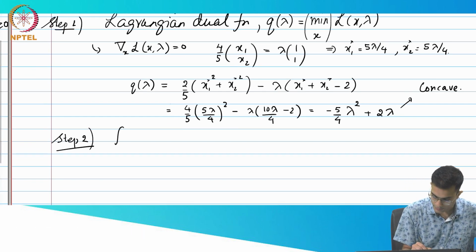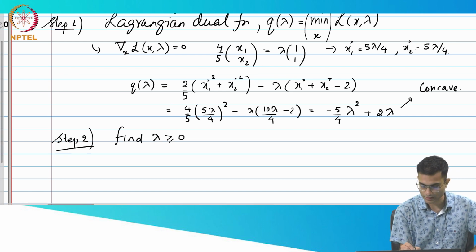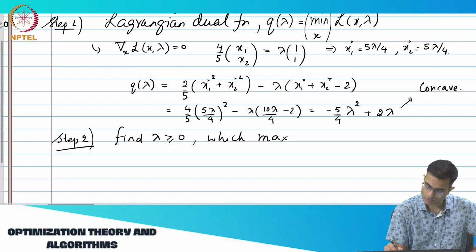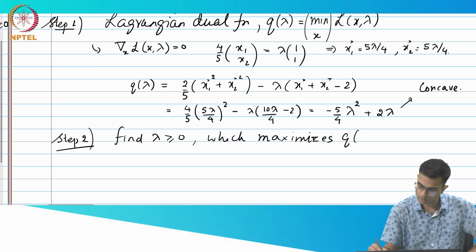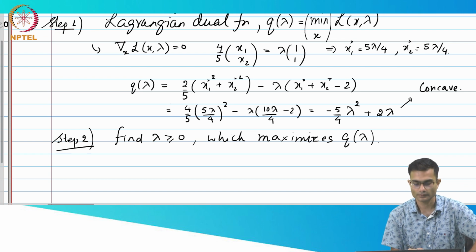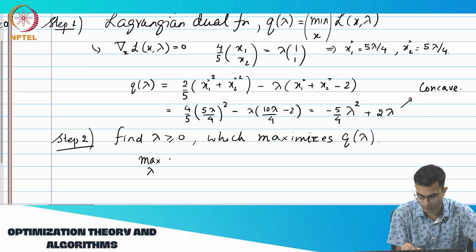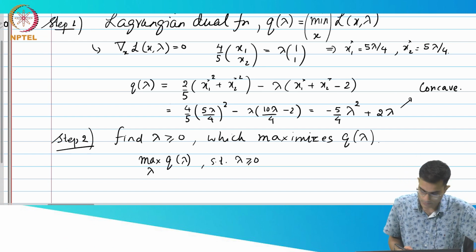Now step 2 is find the lambda, which is greater than or equal to 0, which maximizes q of lambda. More formally, this is max over lambda of q of lambda such that lambda is greater than or equal to 0.